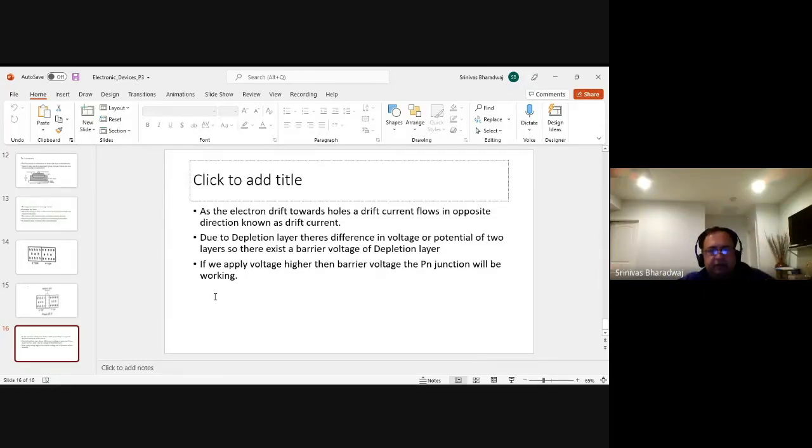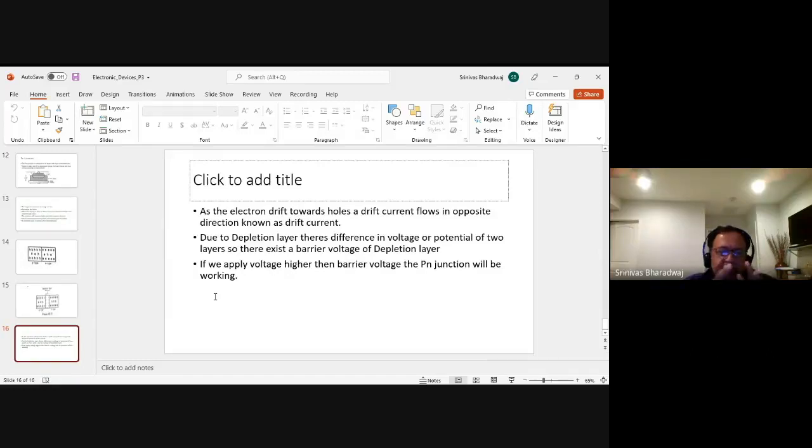Once you cross that depletion voltage, if you apply a higher voltage than the barrier voltage that exists on the depletion layer, then the junction will start working. And when we say working, we mean it will conduct, meaning there will be a current. A semiconductor with very small voltages acts as an insulator because of this depletion layer.